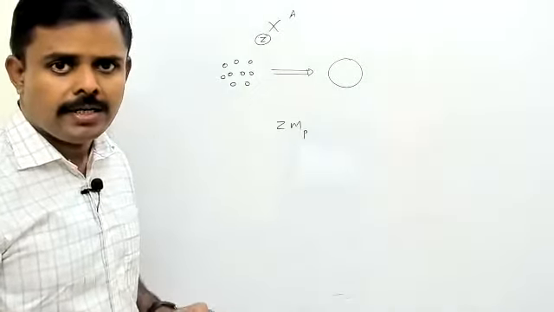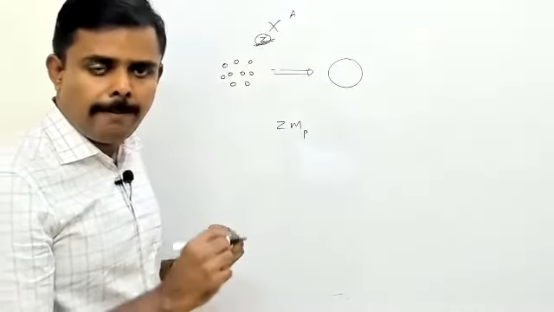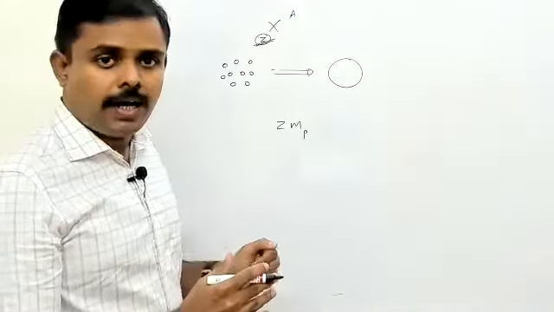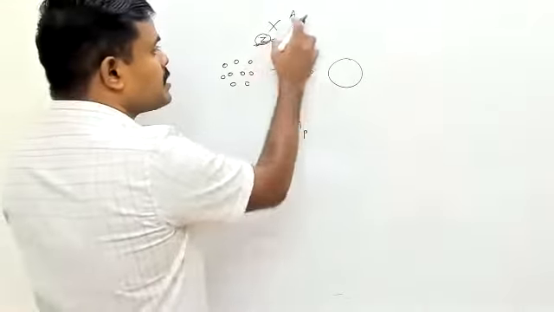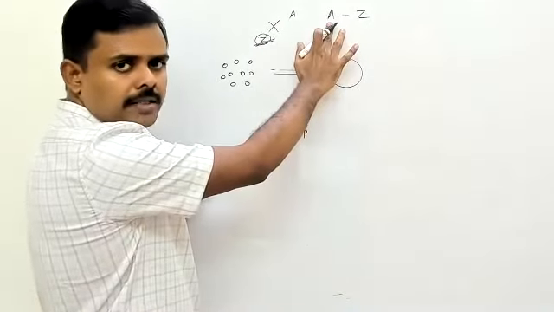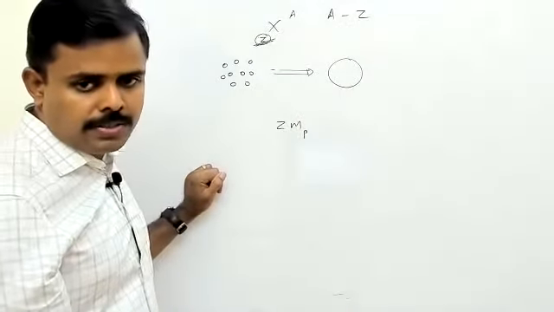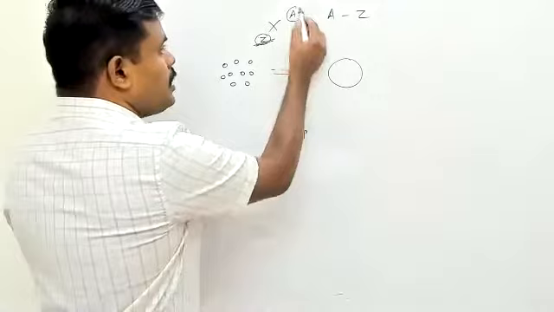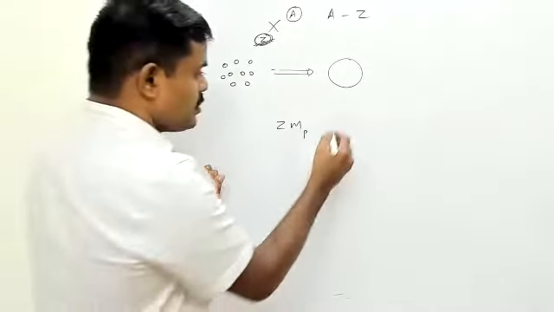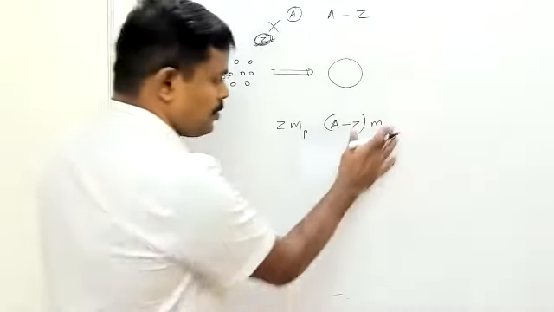How many protons are there? Z protons are there. One proton has a mass of MP. So 2 protons will have 2 MP, 5 protons will have 5 MP, Z protons will have Z MP. How many neutrons are there? A minus Z. Why? Because A is the number of protons and neutrons together, and Z is the number of protons only. So when you subtract, you get the number of neutrons: total number of nucleons minus number of protons. So A minus Z neutrons are there, into Mn, the mass of a neutron.